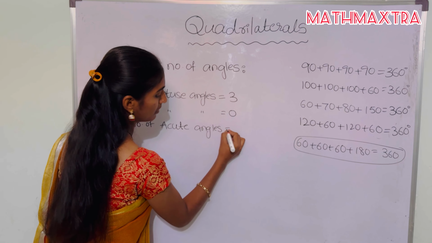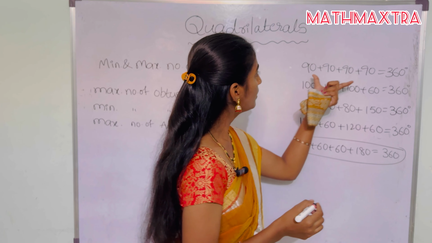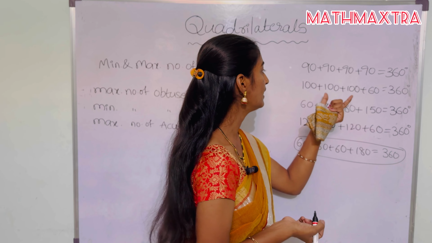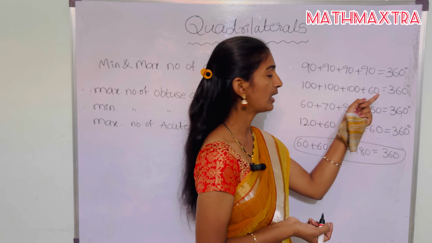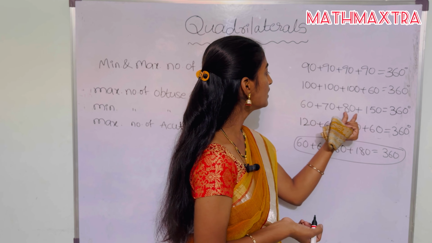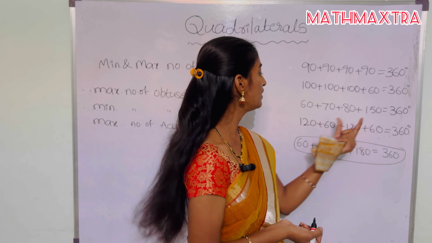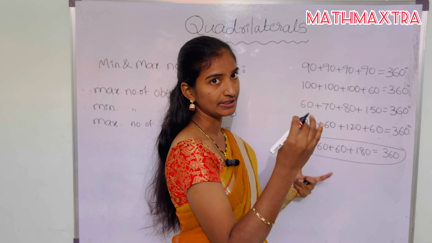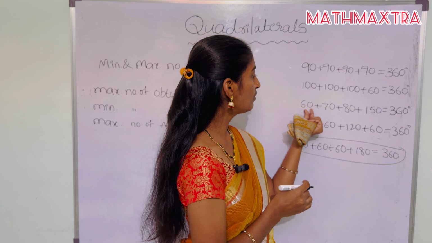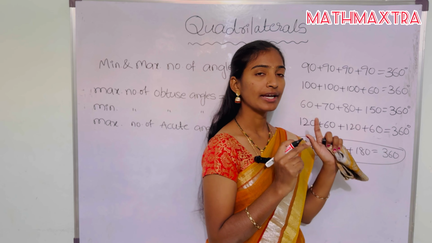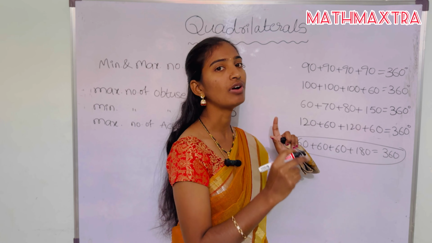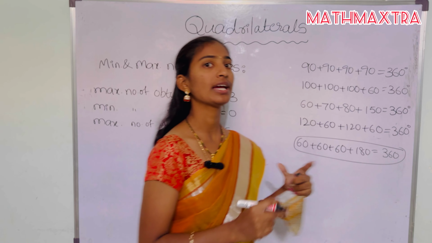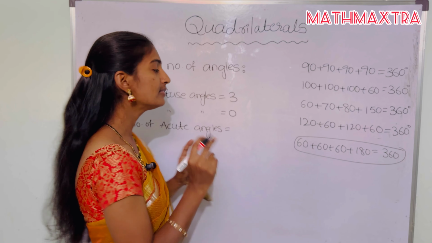What are the maximum number of acute angles? See, in the first case, we didn't even consider a single acute angle. So, in the second case, one acute angle is possible. In the third case, three acute angles are possible. In the fourth case, two acute angles are. So, maximum we need. So, how many maximum? Even if you consider three acute angles also, we can form a quadrilateral. So, that is why the maximum number of acute angles possible in a quadrilateral is 3.